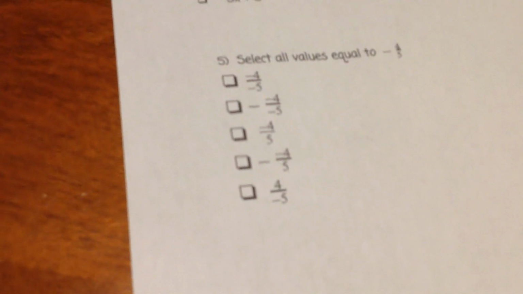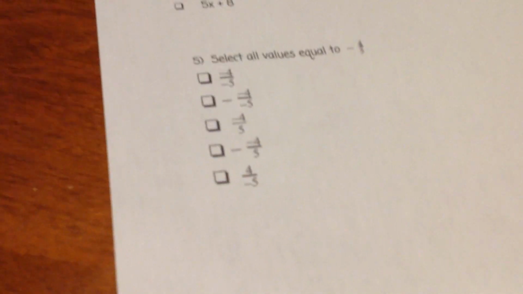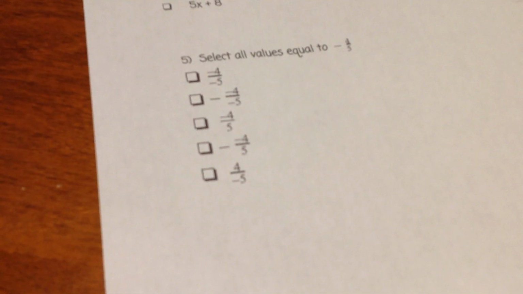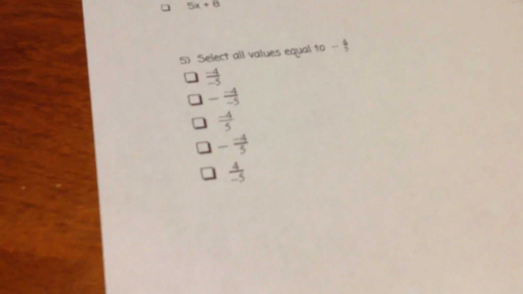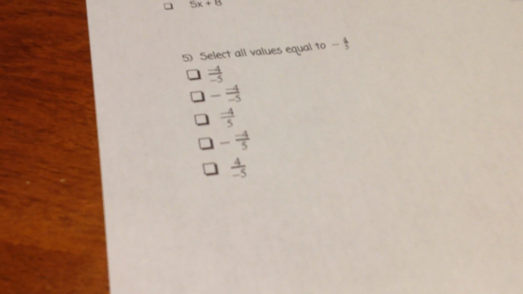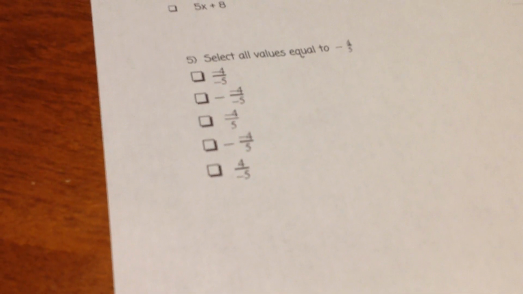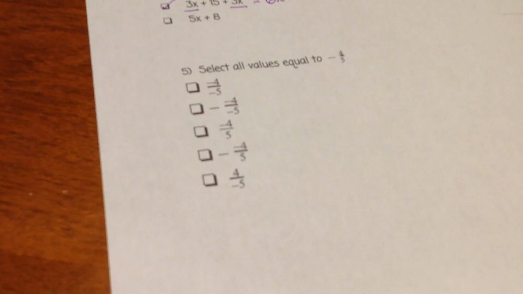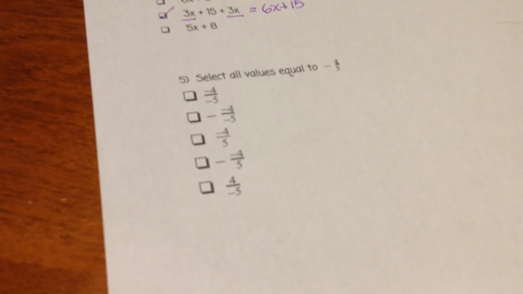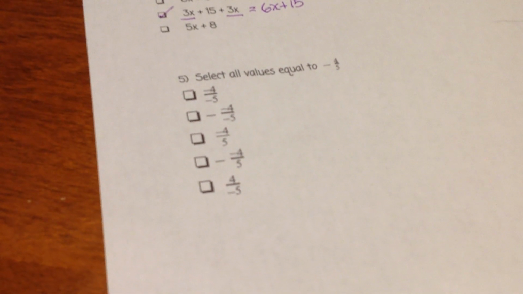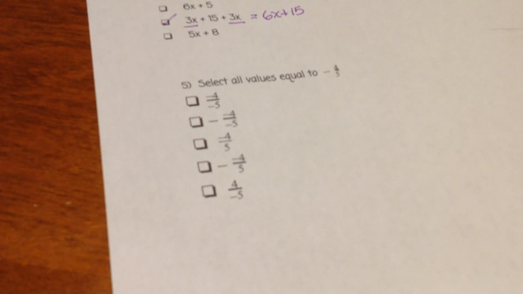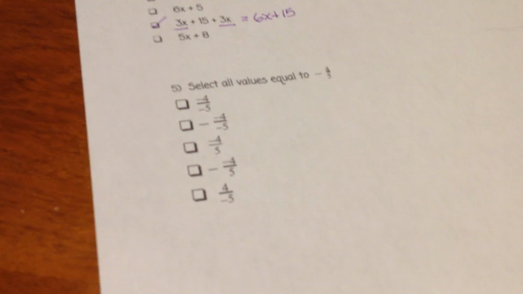That means that I need to look at this and remember my rules. When I multiply a negative times a negative, it's a negative. When I divide a negative times a negative, it's a positive. Did I just say that wrong? When I multiply a negative times a negative, it's a positive. When I divide a negative by a negative, it's a positive. A positive times a positive is a positive. A negative times a positive is a negative.